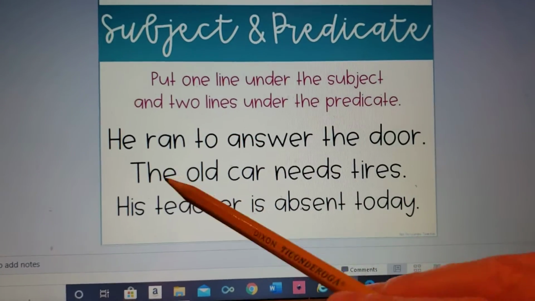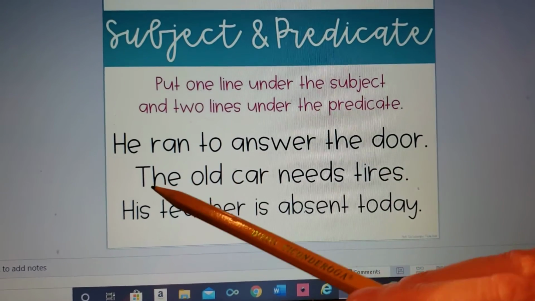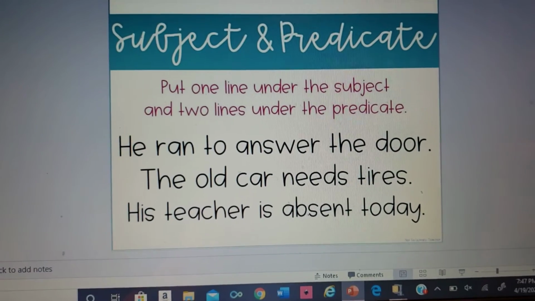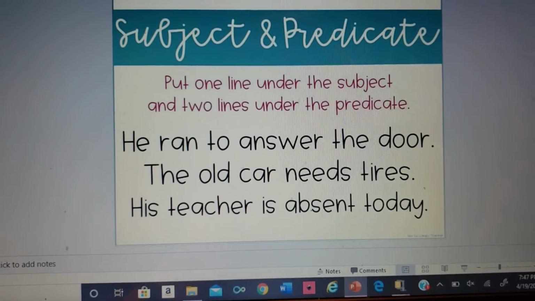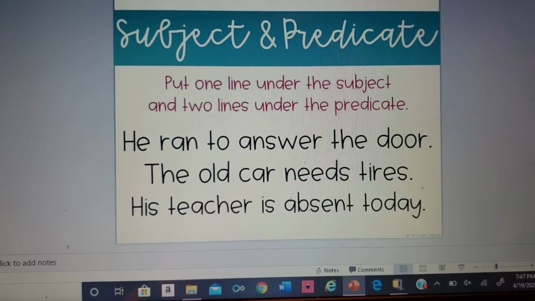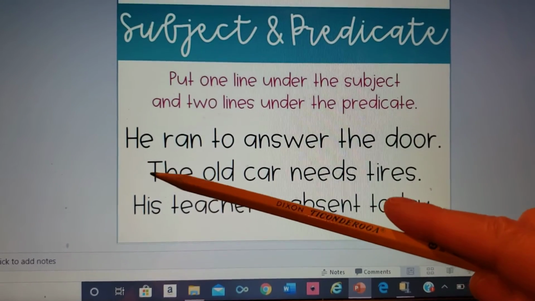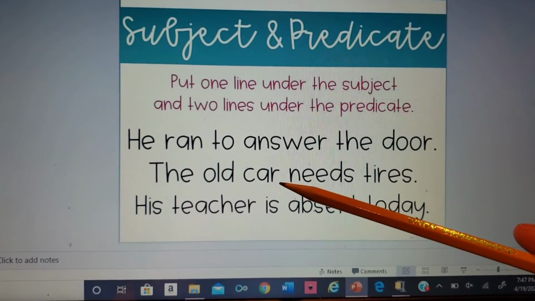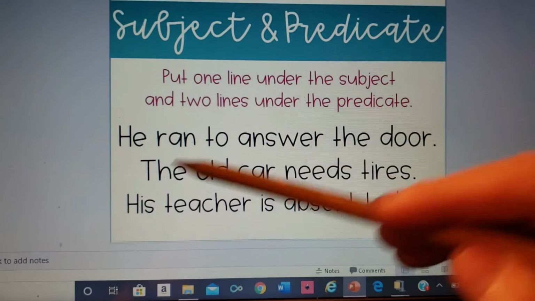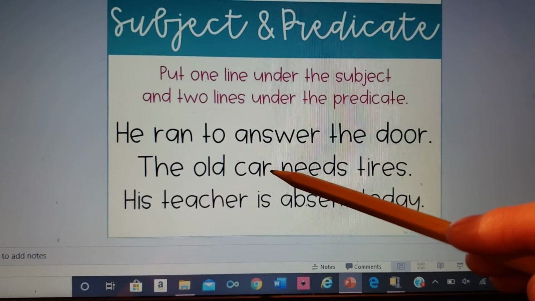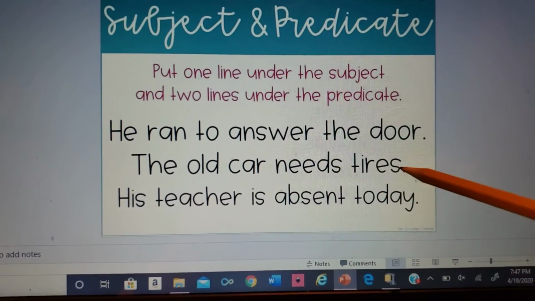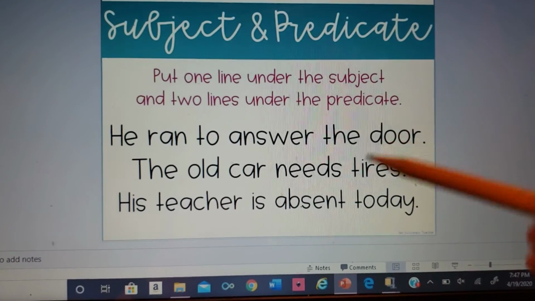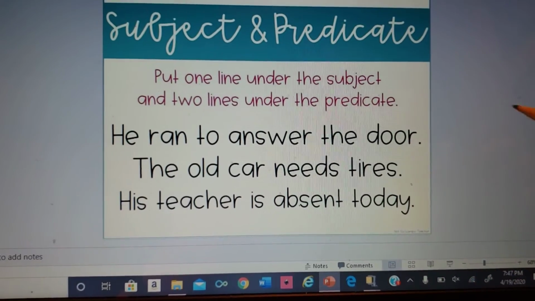And one more. The old car needs tires. What is the subject of the sentence? The subject tells who or what. In this case, it's a what. The complete subject would be the old car. And what does the old car need? It needs tires. So we would underline the old car once to show the subject, 2 lines under needs tires to show the predicate or what's happening in the sentence. And remember, my verb is needs.